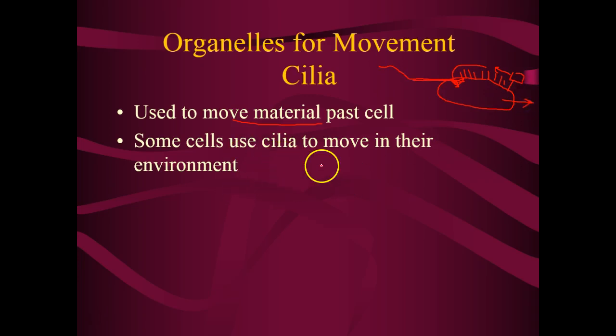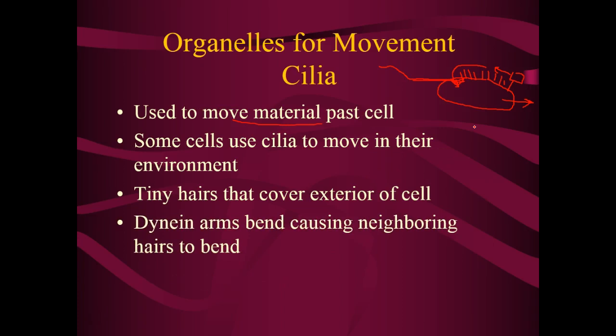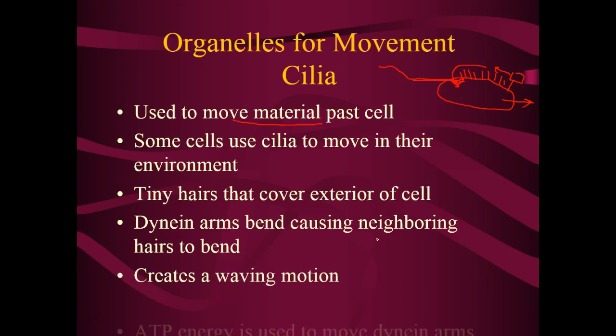Some cells use cilia to move in their environment, but the majority of cells are going to use the cilia to move materials past. Those cilia are tiny hair-like projections that cover the exterior of a cell, and they are made of dynein arms, and they bend, usually with the use of ATP, causing the neighboring cells to bend as well. That's why I made that analogy of the wave in a sports stadium, because as one person stands up and does the wave, then the next person does it, and the next person, and that's how we get that whole wave-like motion going, and it creates that waving motion.